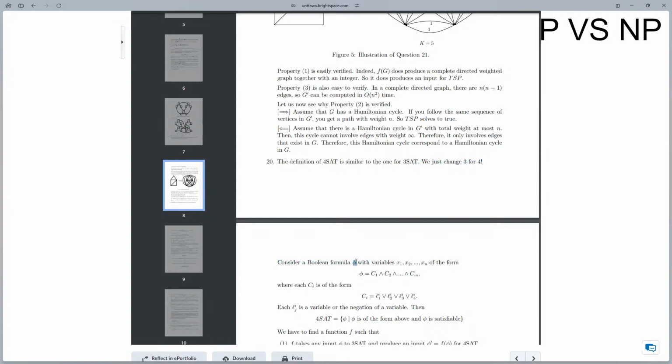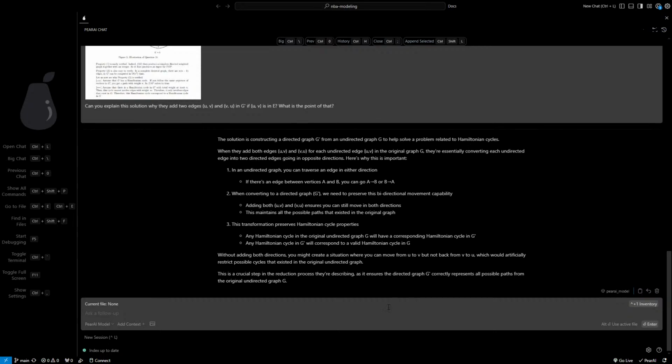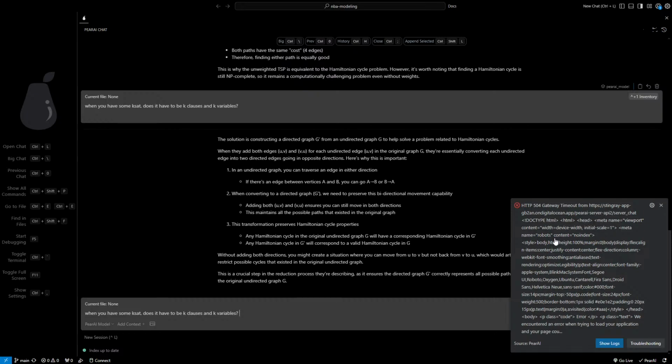Consider a Boolean formula phi with variables x1 to xn of the form phi equals c1 conjunction cm, where each ci is of the form... Okay, hold on. Let me ask Claude. When you have some k-SAT, does it have to be k clauses and k variables? What? What is this? That's weird.